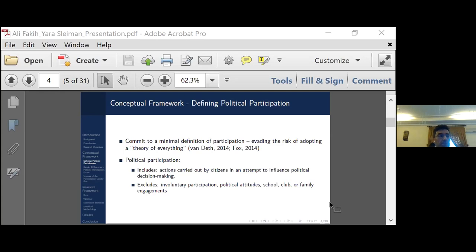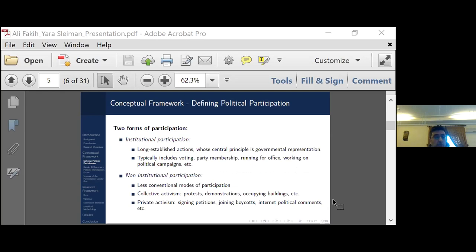Here we have two forms of participation. Institutional: long-established actions whose central principle is government representation, typically including voting, party membership, running for office, and working on political campaigns. Non-institutional participation: less conventional modes of participation, classified into two categories. Collective activism includes protests, participation in demonstrations, and occupying buildings. Private activism includes signing petitions, joining boycotts, internet political comments, and other similar actions.